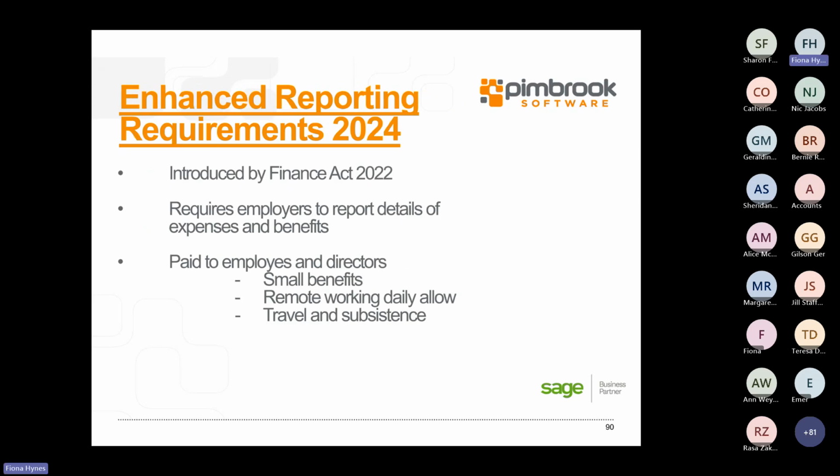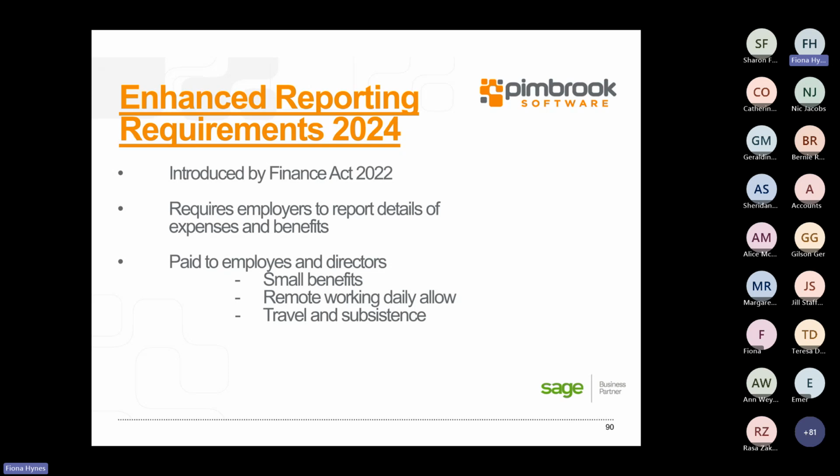And now we'll take a quick look at the enhanced reporting requirements introduced or to be introduced in 2024. It's not technically part of the year-end, but it's a new feature in the year-end software and a new reporting requirement that will commence on the 1st of January 2024. The Finance Act 2022 introduced Section 897C, which will require employers to report details of certain expenses and benefits made to employees and directors. Reporting the details of these expenses and benefits will commence on the 1st of January.